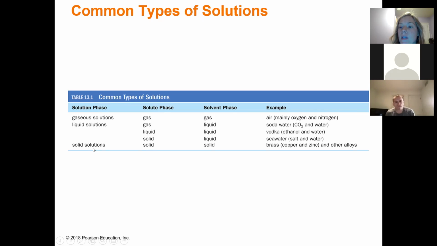And you can also have solid solutions. So things like brass or steel or other metal alloys will have two different materials, not bonded, but mixed together in solid form. And then you get the perks of both metals or multiple metals.